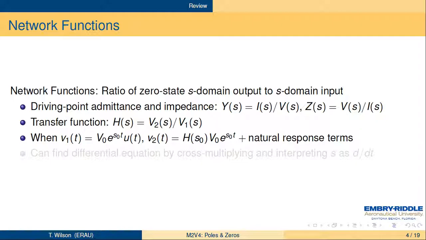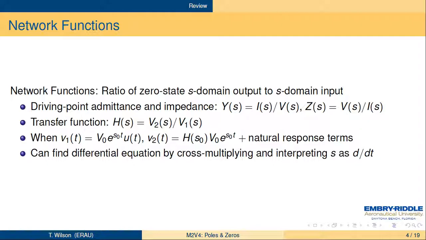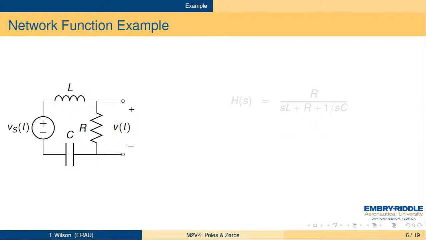And we've seen that when you have an exponential input of frequency S0, there'll be an exponential of frequency S0 in the output, and the amplitude of that exponential in the output will be the network function evaluated at the frequency S0 times the input amplitude. And then there are going to be the natural response terms. We also saw that we can find the input-output differential equation by cross-multiplying the numerator and denominator of the ratio giving us H of s, and we can interpret powers of s as orders of derivatives. So let's work through an example and explore some of these.